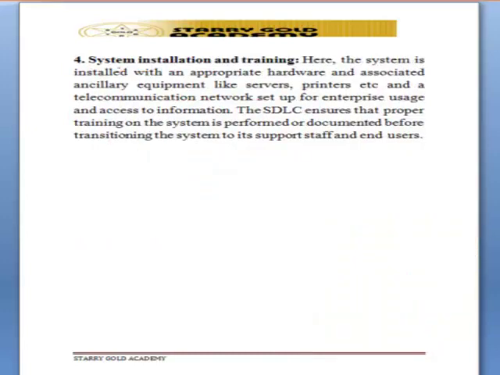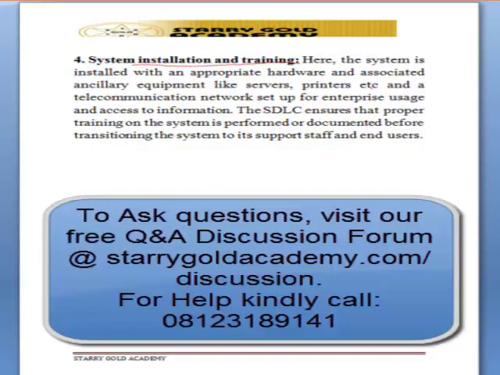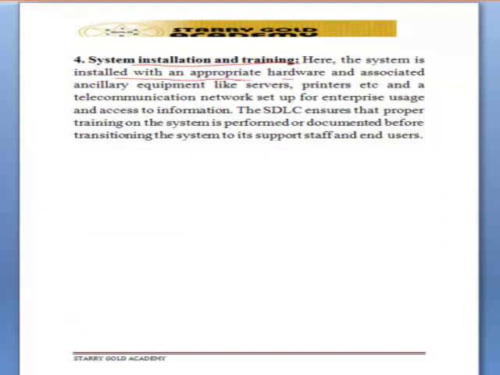Number four, system installation and training. Here, the system is installed with appropriate hardware and associated ancillary equipment like servers, printers, and so on, and a telecommunication network is set up for enterprise usage and access to information. So what you are saying now is that after developing the system, we have to install the system, the hardware, and all other necessary equipment, including peripheral devices.